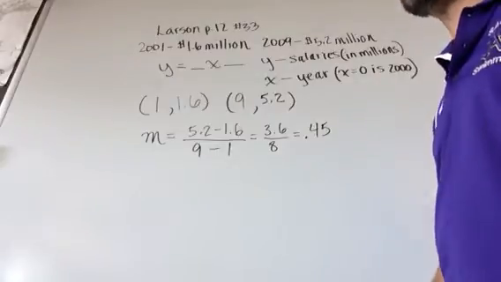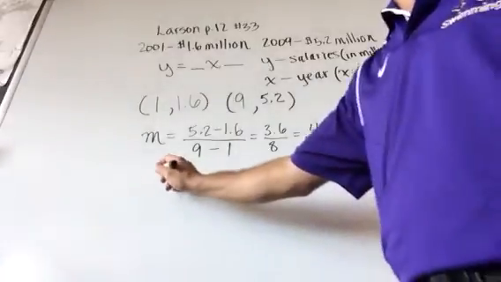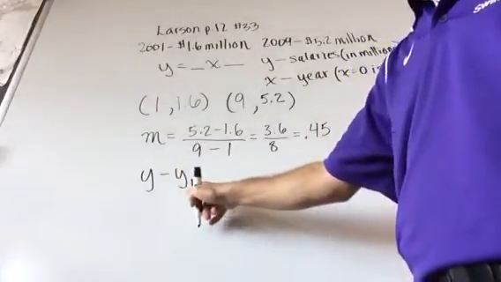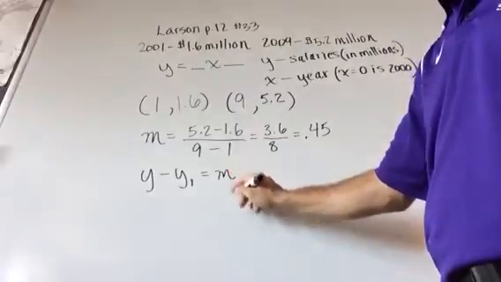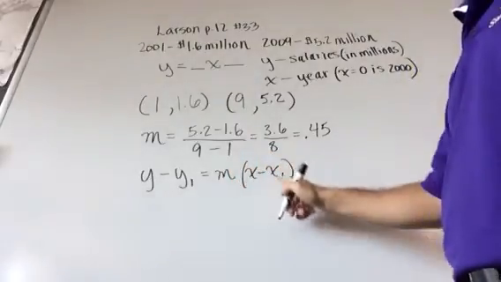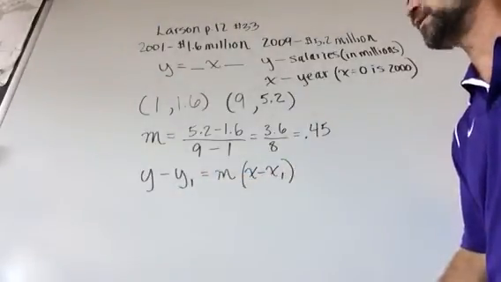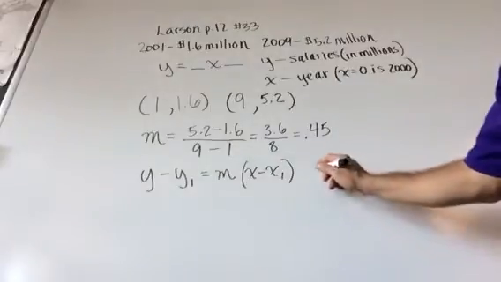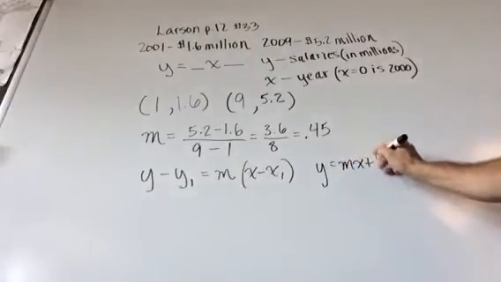Once we have the slope, there are 2 ways to go here. Really the easiest way is to use this equation: y minus y1, some point that I know is on the line, is equal to the slope times x minus x1, the x value that goes with that y value for the point that lies on the line. Now you could go in another direction and use y equals mx plus b.